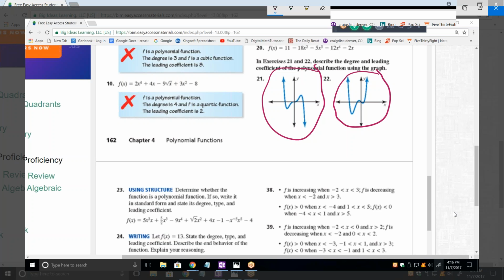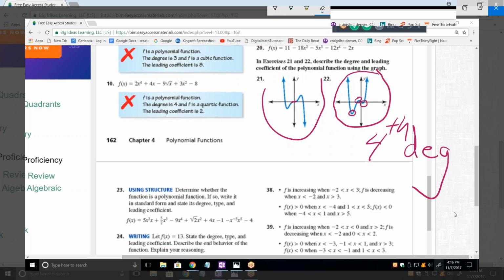So let's work with 22 first, and I'll explain why. 22 doesn't have any spots like this, okay? And that's kind of a unique spot. If you have a normal looking function like 22, then the way you can figure out its degree is by counting up how many local extrema there are. There's one, there's another one, there's another one. And the degree is always one greater than that. So that's a fourth degree polynomial. Right.